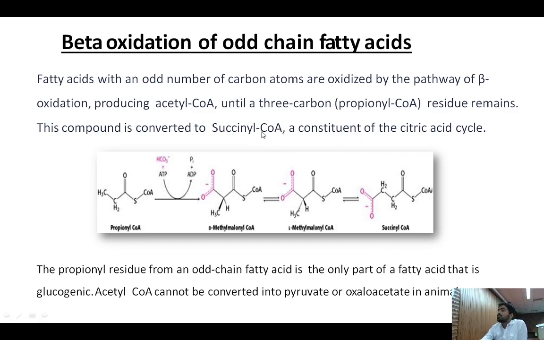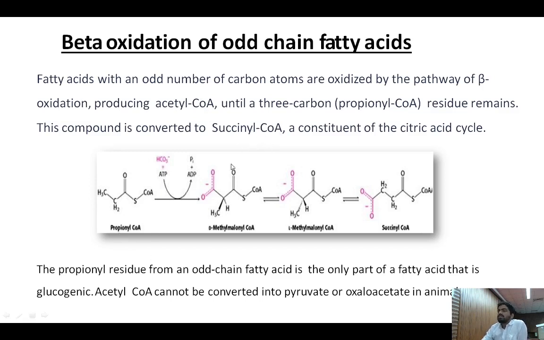And this succinyl coenzyme A can ultimately form oxaloacetate and pyruvate, and it can form glucose. So basically it is glucogenic. Ultimately, it can act as a substrate for gluconeogenesis. I think you would have read gluconeogenesis in carbohydrate metabolism, right? You know that acetyl coenzyme A is not a glucogenic molecule. It cannot form pyruvate or oxaloacetate. So this cannot be utilized for gluconeogenesis. But succinyl coenzyme A is a glucogenic molecule.